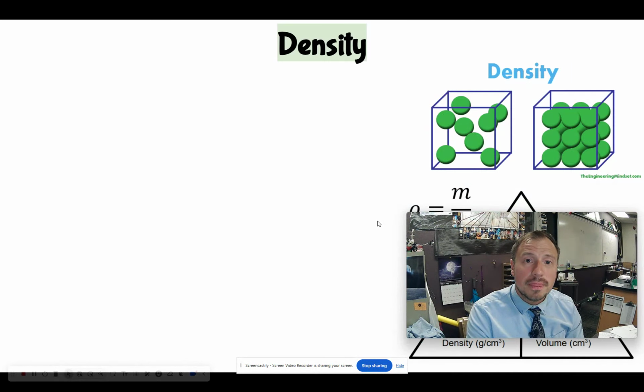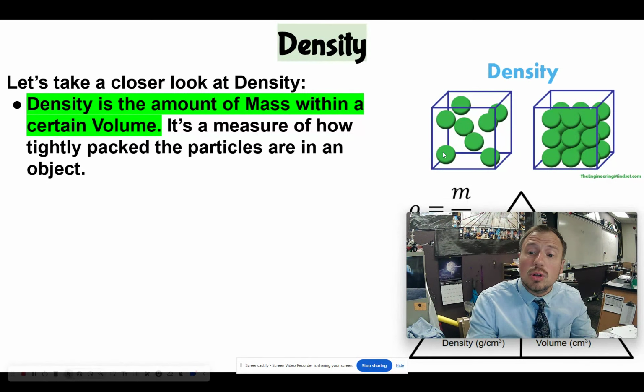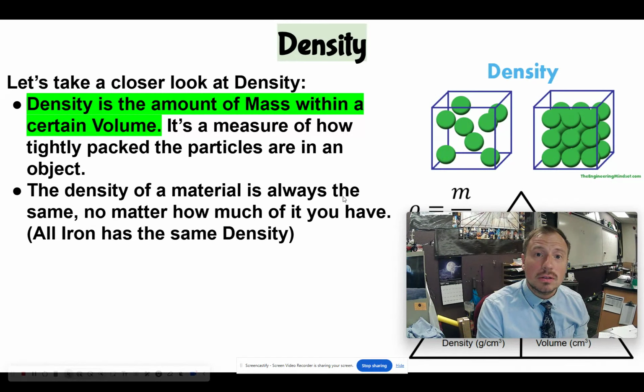So let's get started. So, density. Density is the amount of mass within a certain volume. It's a measure of how tightly packed the particles are in an object. So if you look off to the right, you can see that there's 2 different blocks. They're the same size, same volume, but the dots are going to represent the mass, how much stuff makes it up, and how closely packed those dots are. That's going to represent the density, how compact those particles are.